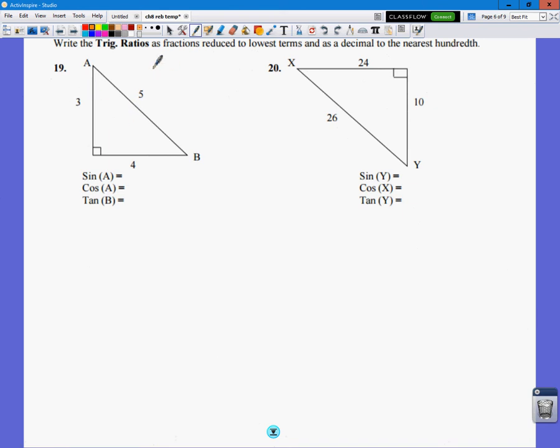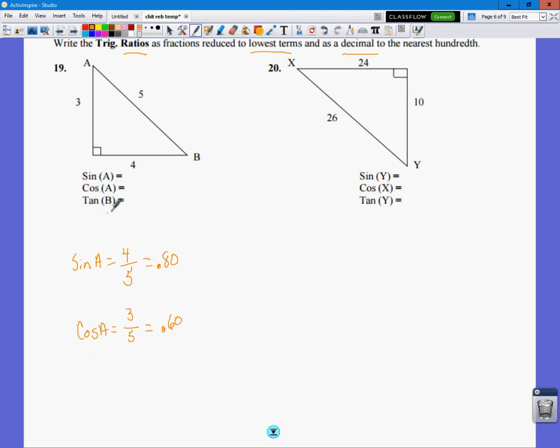In 19 and 20, they are simply asking for the ratio. They want them simplified as a fraction and as a decimal. The sine of A. Sine is opposite over hypotenuse. Opposite of A is 4. The hypotenuse is 5. And 4 divided by 5 is 0.8, or 0.80. Cosine of A. Cosine means adjacent over hypotenuse. Adjacent to A is 3. The hypotenuse is 5. So I have 3 divided by 5, which would be 0.60.